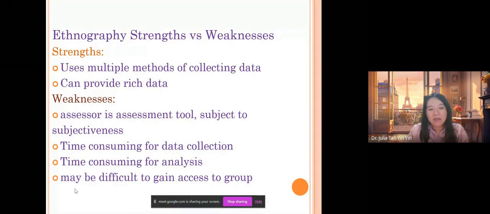And besides that, it may be difficult to gain access to your ethnography area. Sometimes you have to know how to go in, how to be near to them, how to involve them, how to be close to them, how to get data from them, and how to make friends with them. Only then will they tell you their stories.